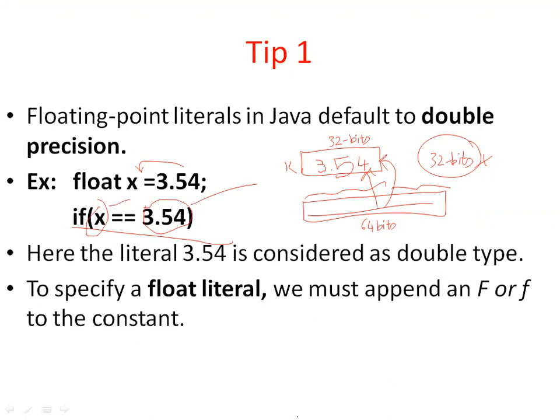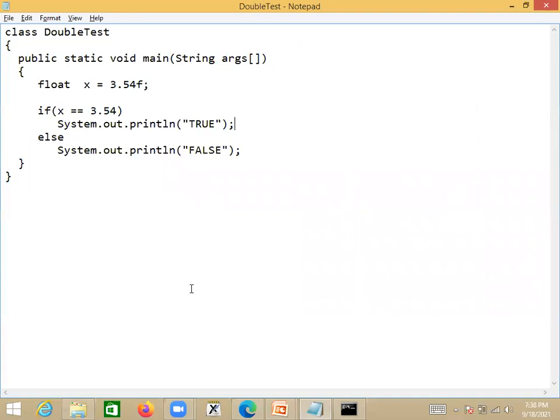When both are not matching, what happens? The condition becomes false here. That's why it goes to else and prints false. Generally, people make mistakes in this. If you want true to be printed, you have to explicitly say 3.54 F.